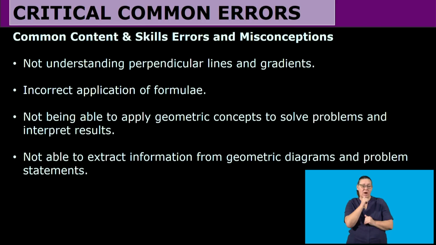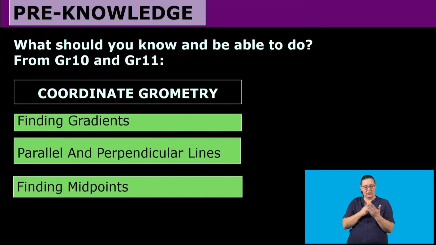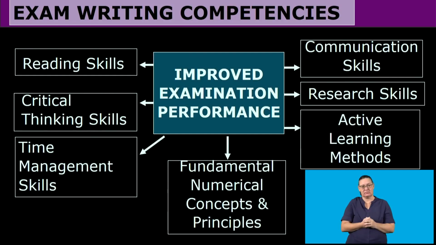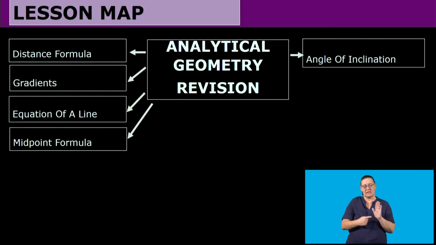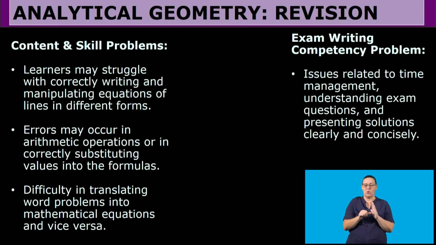And really, when we get geometric diagrams, they can be quite intimidating, they can be daunting, but you need to extract as much information as you can to help you to solve a problem. What should you know how to do from grade 10 and 11? Finding gradients, parallel and perpendicular lines, and finding midpoints are key things that we continue. Today, really, as I said, we're going to look at improving how we approach exam questions and how we analyze diagrams. And we're going to be looking at some of the key areas where you have problems.